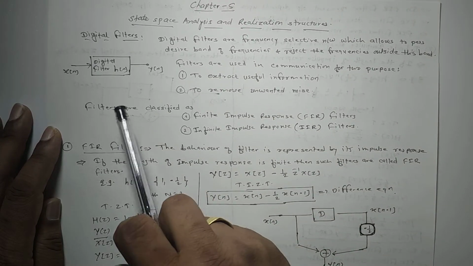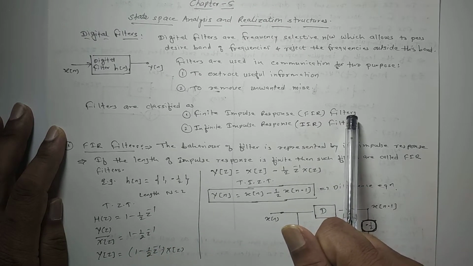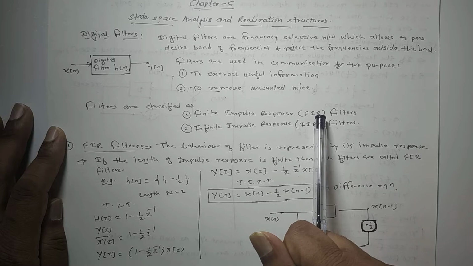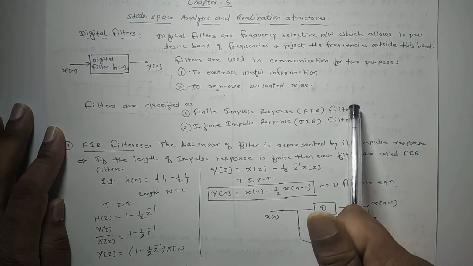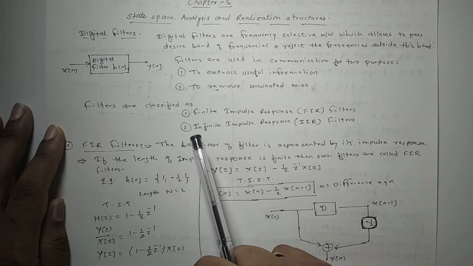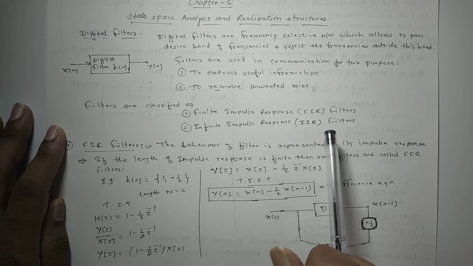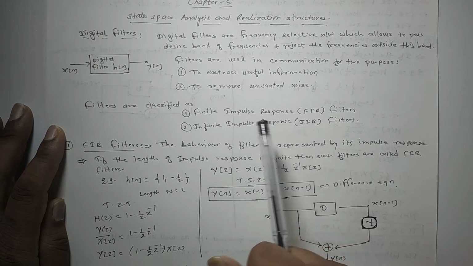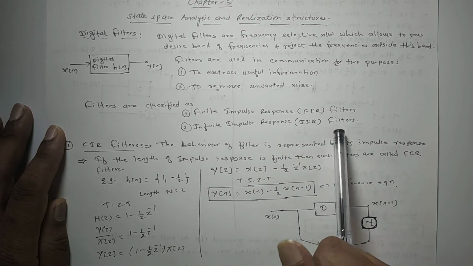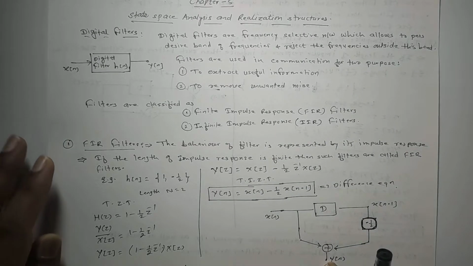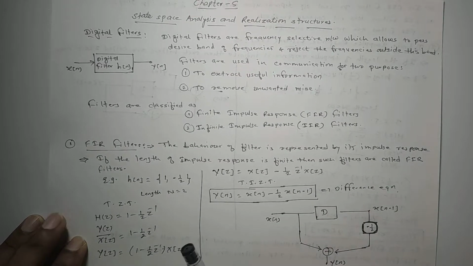Okay, digital filters are classified into two types. Finite impulse response filter, which we call a FIR filter. FIR, finite impulse response filter. Second one will be infinite impulse response filter, IIR, infinite impulse response filter. So the filters are classified into two types, FIR and IIR. Let us see first of all FIR filter.